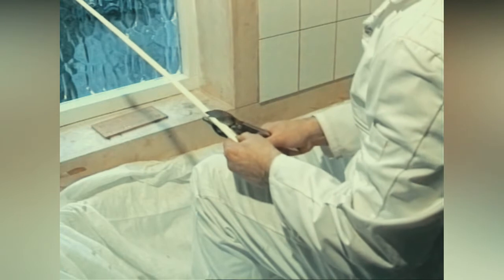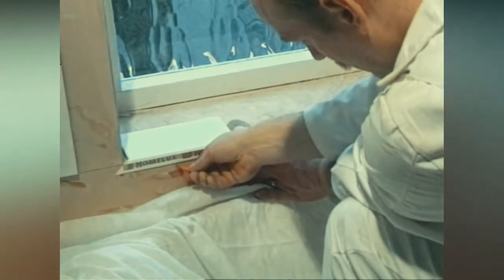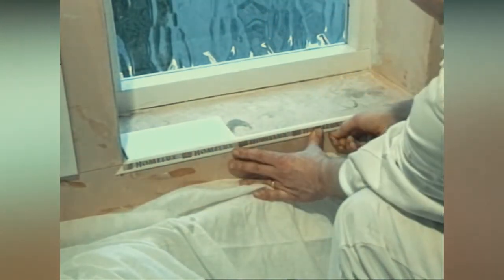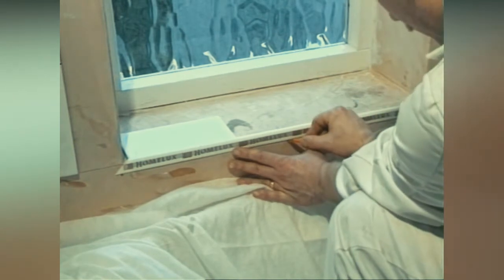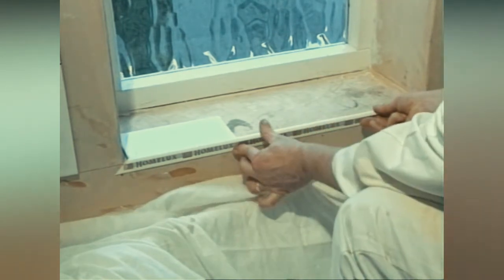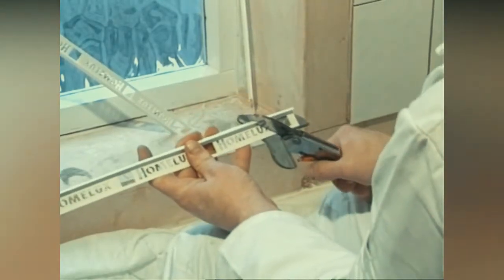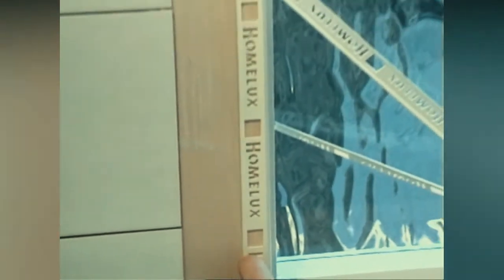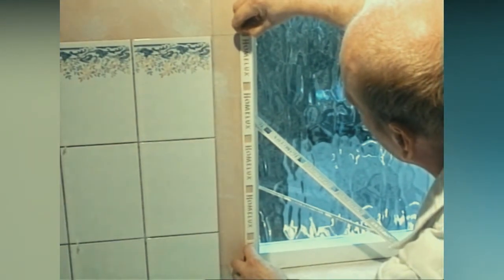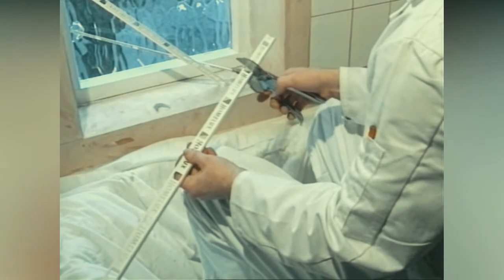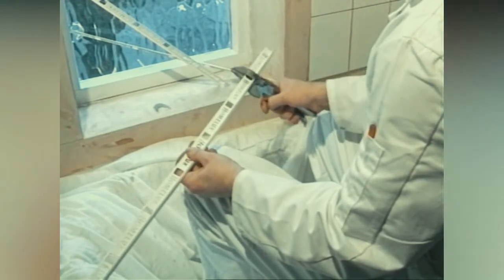Remember to allow for the tile thickness. Place a tile on the windowsill and mark the position of the trim. Repeat the same process with the third piece. Put the lengths to one side, as they will be required shortly. Now you can tile down to the finished surface.